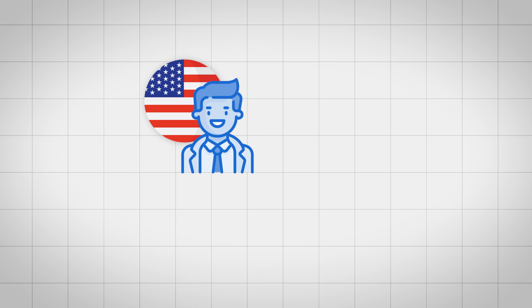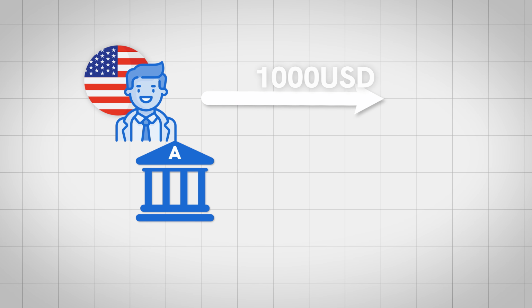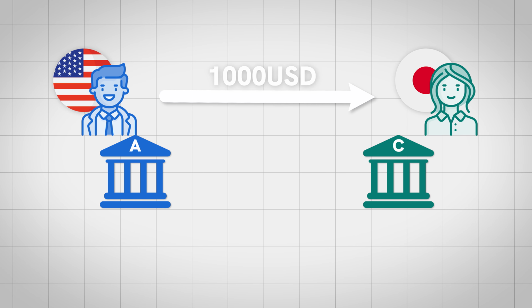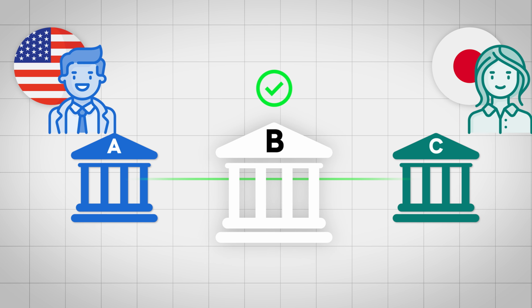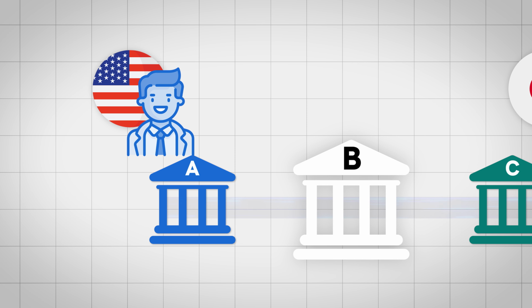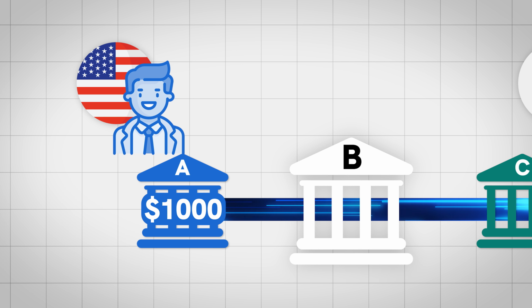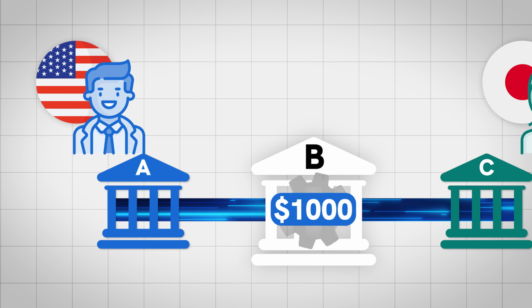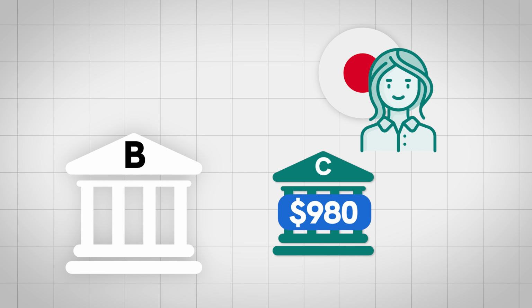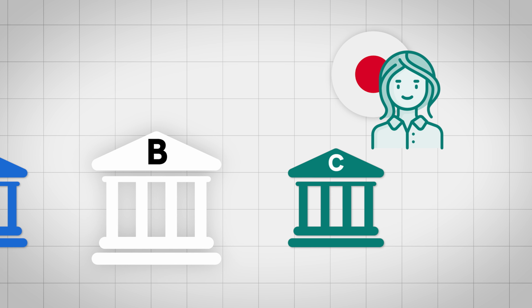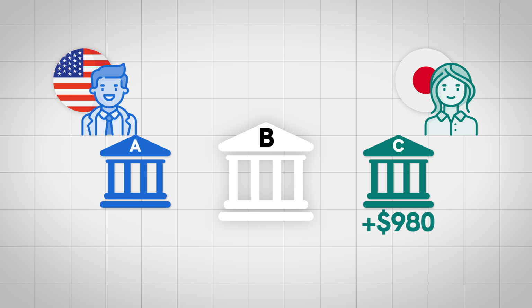Here's how it works. Alex in the US, that's Bank A, wants to send $1,000 to Jamie abroad, Bank C. But here's the catch. Since their banks don't have a direct connection, Bank B steps in as an intermediary. So first, Bank A sends a payment instruction for $1,000 to Bank B. Then, Bank B processes the instruction, applies a $20 fee, and forwards an instruction for $980 to Bank C. Bank C receives the final instruction, and after settlement between the banks, credits Jamie's account with $980.